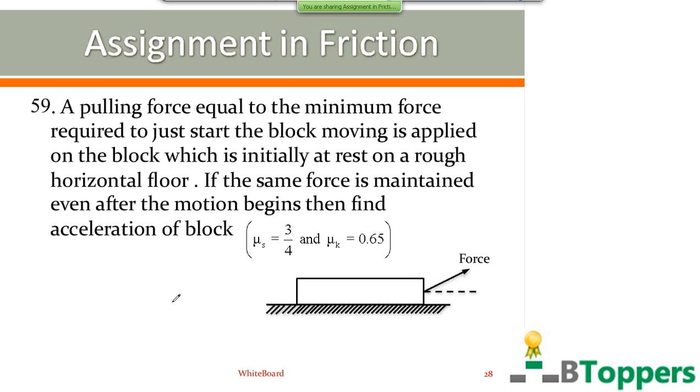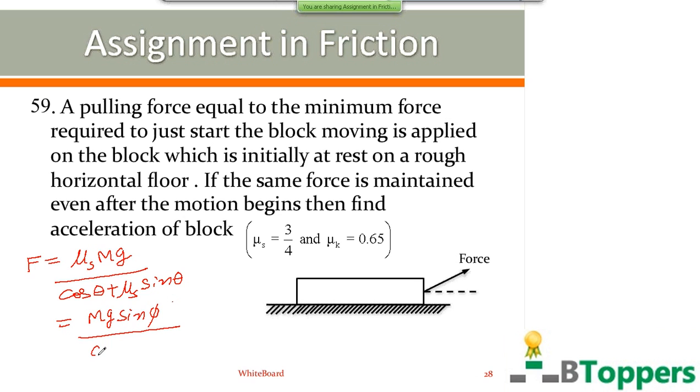As I discussed earlier, in the special case of motion on the rough horizontal floor, the least value of the pulling force required to just start the block moving, if it is initially at rest on the rough floor, is given by mu s mg by cos theta plus mu s sin theta, which you can also write in terms of the angle of friction as mg sin phi by cos of theta minus phi.